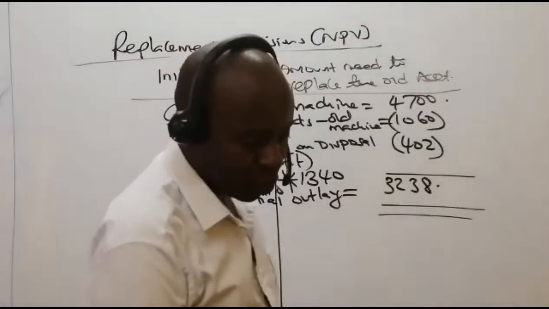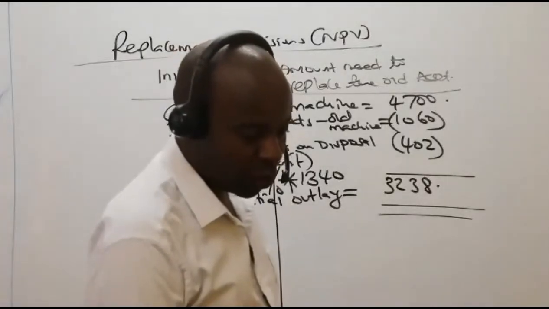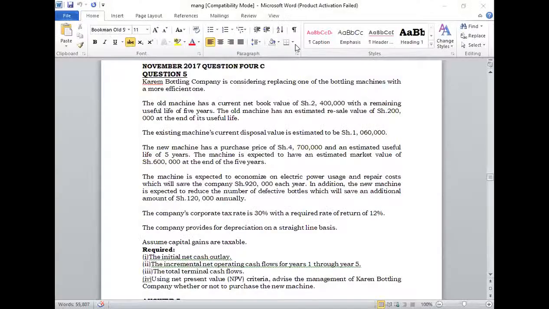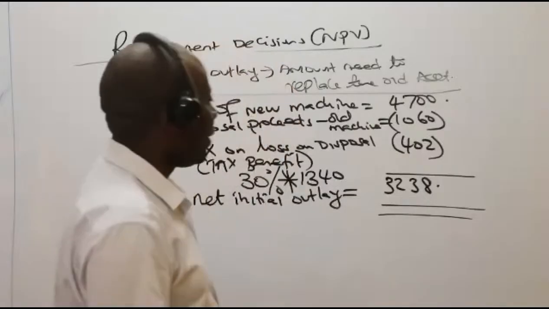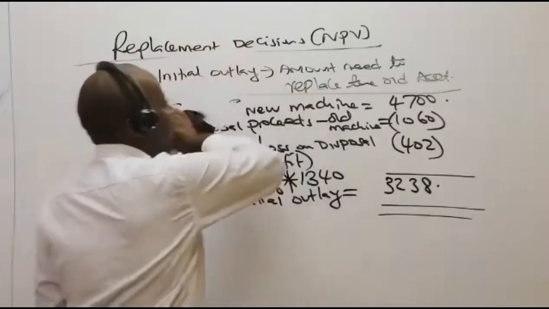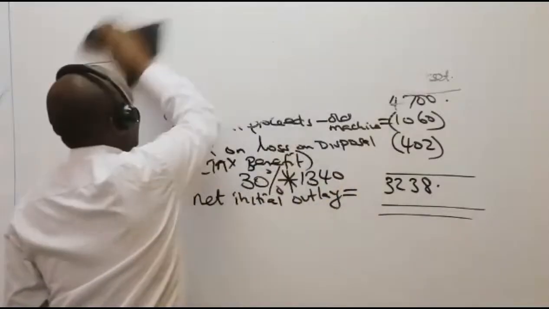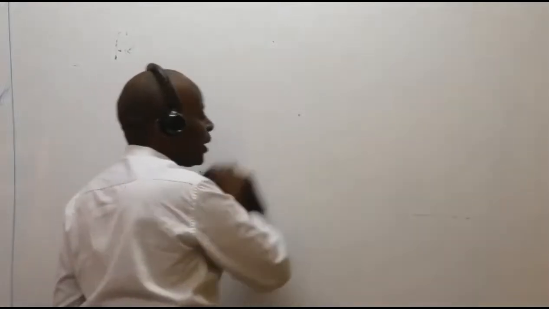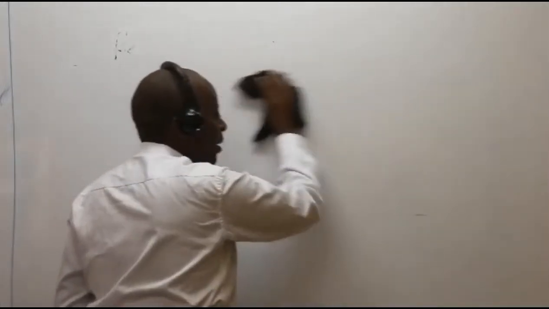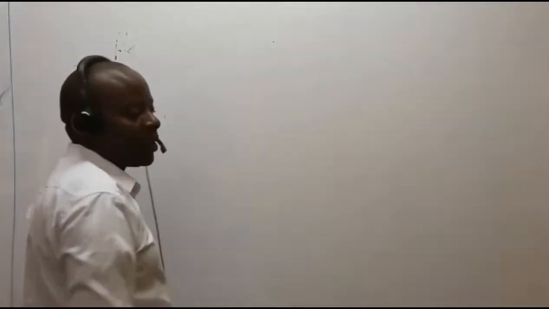So Roman 2 of this question is quite an easy one. They want us to give them the incremental net operating cash flows. So they want us to give them the operating cash flows. So how do we get operating cash flows? As we operate these machines, the first thing that I'm able to see here, ladies and gentlemen, is depreciation.